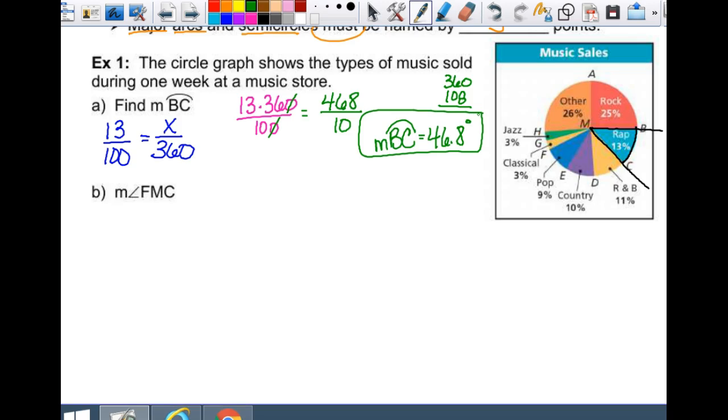Okay. All right, so then let's look at the measure of angle FMC. Okay, so FMC is this angle right here, which would be the same as this arc right here. And that's more than one piece of that pie. So I would need to add some of those things together. What would I be adding together here?